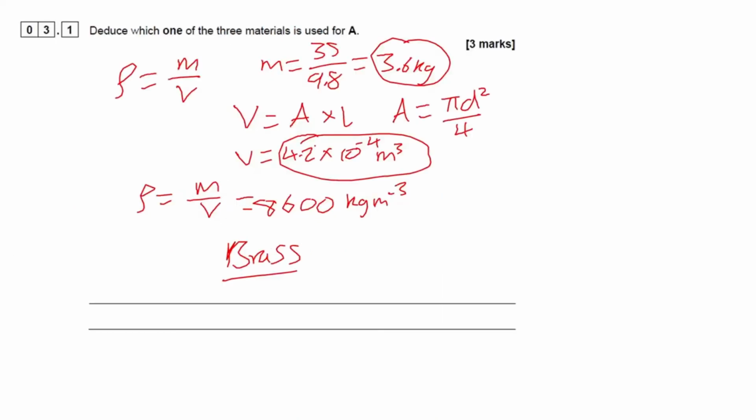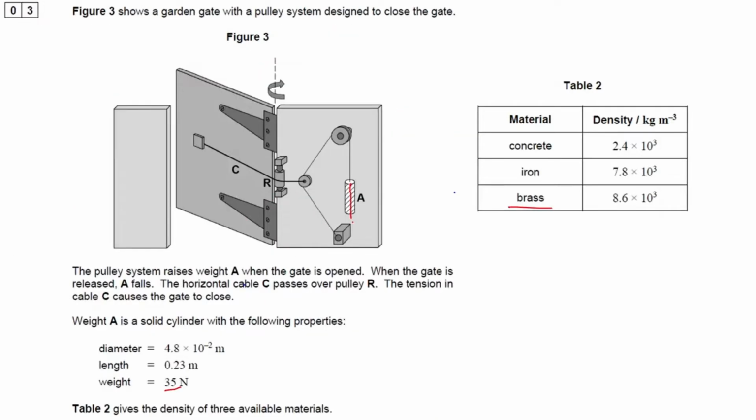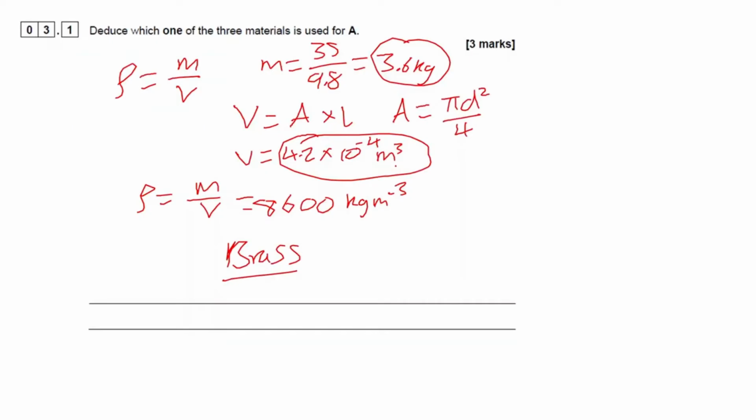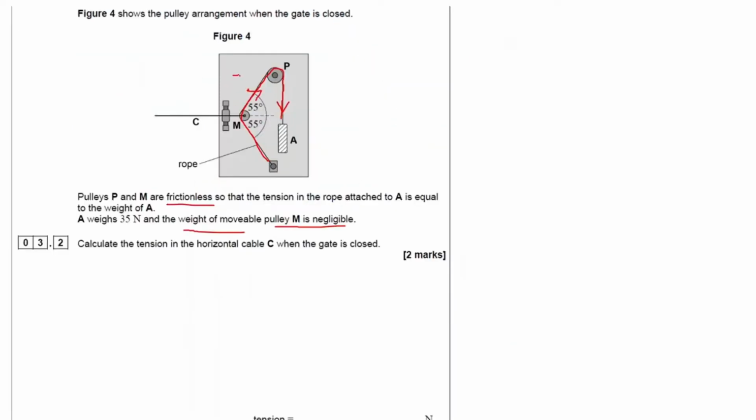So in the previous question, we know that the tension in this rope comes from the weight of A, so the tension in this rope is also 35 newtons. So coming back to this, I know that the tension there is 35 and the tension there is 35 newtons. If I draw a free body force diagram, focusing on this pulley M, because that's where all the forces that I'm interested in are acting, here is that point M. There's the force C I'm trying to find, here's the 35 newtons here and the 35 newtons there, and we know the angle between them is 55 degrees.